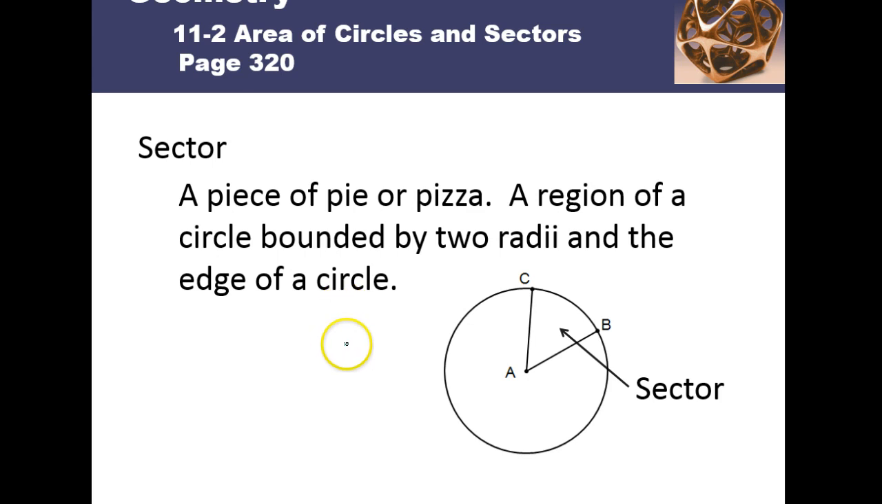Okay, the area of a sector is a piece of the pie or a piece of pizza. So I'll color it in. This area right in here is a sector. If I were to cut that out and just look at it, it would be a piece of pizza or a piece of pie. The actual definition is a region of a circle bounded by two radii and the edge of a circle. But what I want you to get out of that is this drawing.